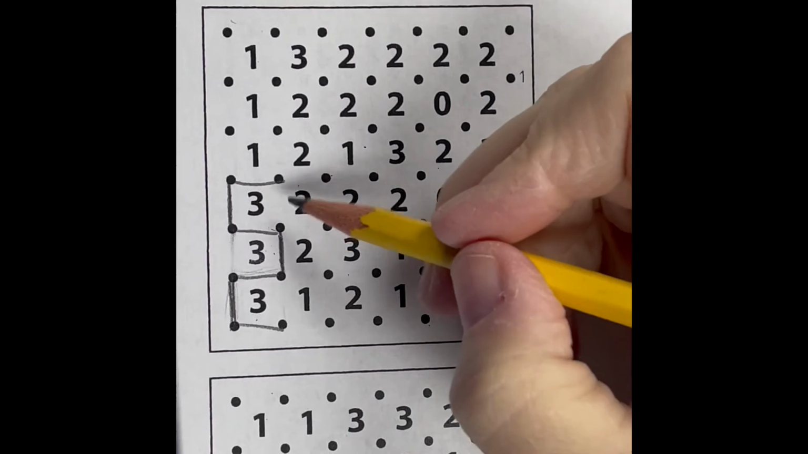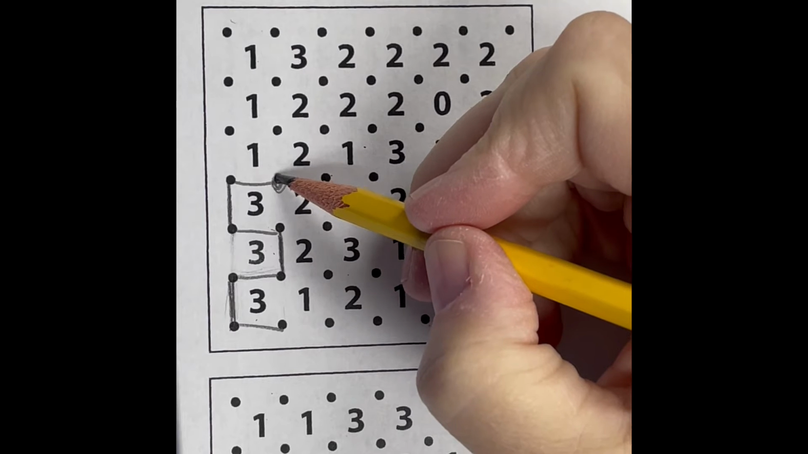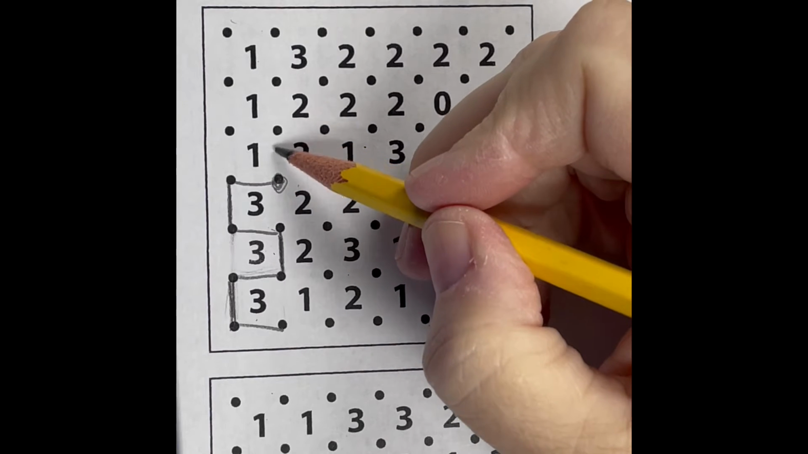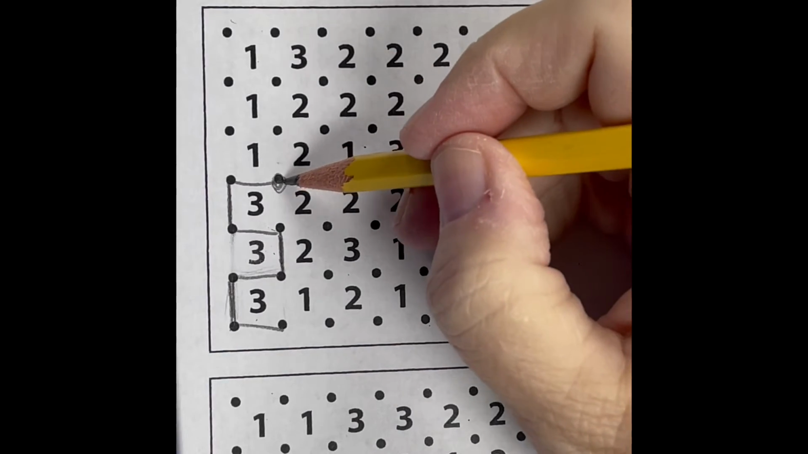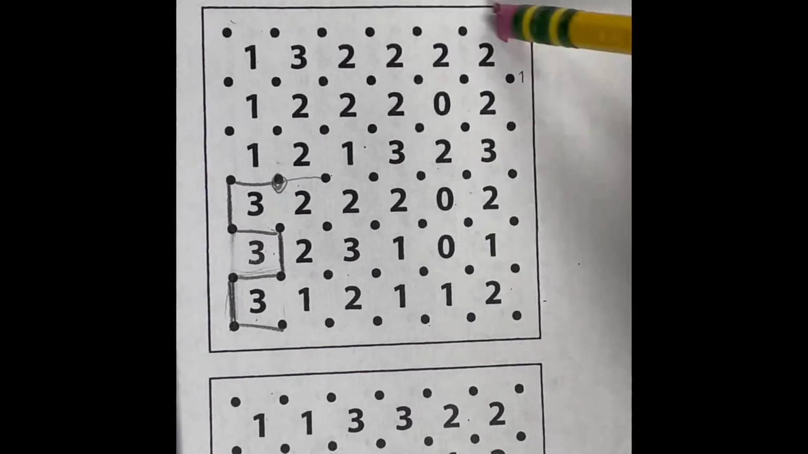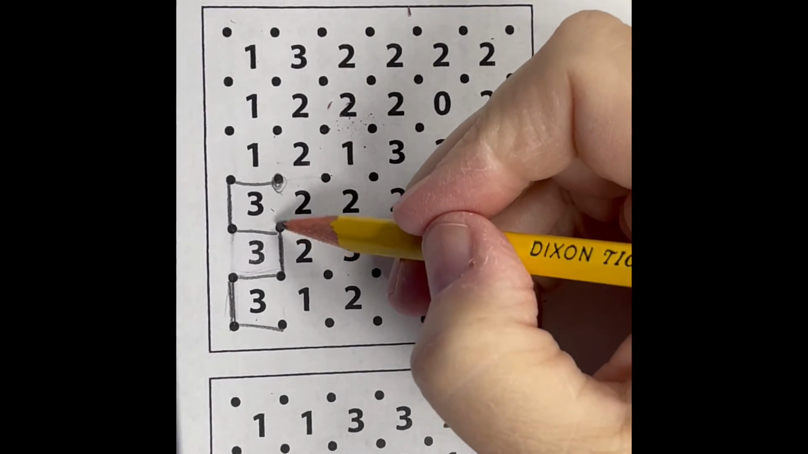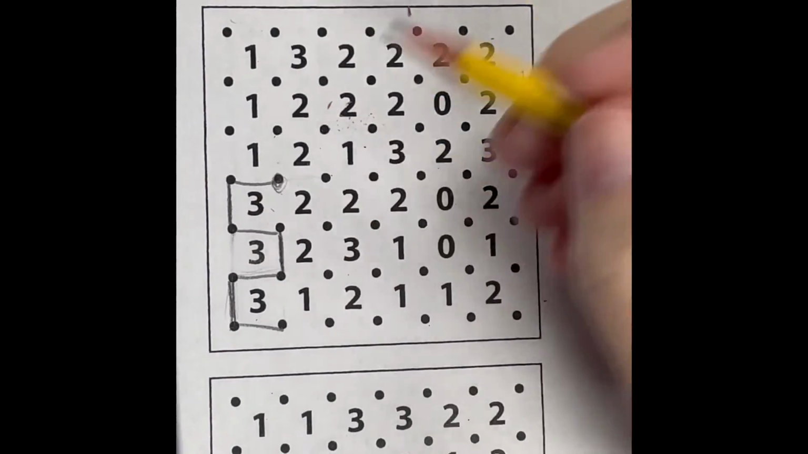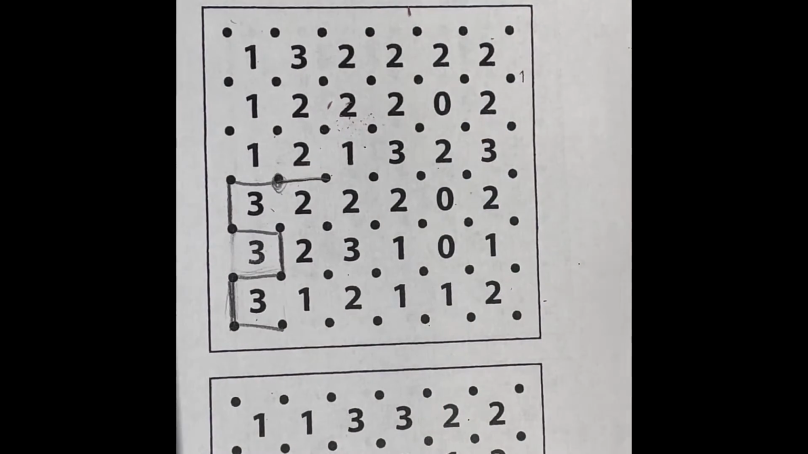Now, I get to this point here. If I go up, I'm going to have 2 line segments by a 1, which I can't have. I could go over. Can I go down? That's my only other choice. Well, if I go down, I'm going to have that 3 surrounded by 4 line segments. So my only choice is to go over.